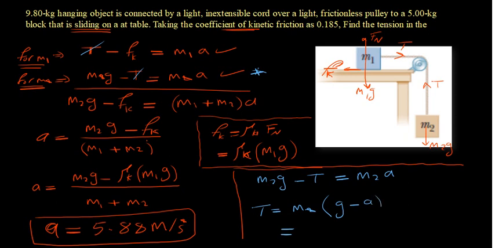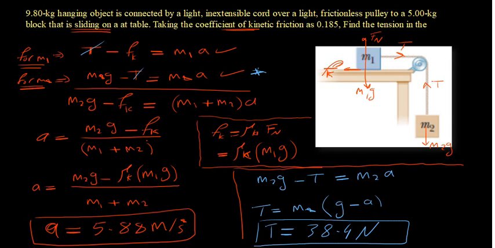From here we're just placing the values. M2, remember, is the hanging one, and that will be 38.4, and the unit is Newtons for the tension. That will be the tension on this rope, cord, cable, whatever the name is for it. That will be the tension between these two masses in this system. I hope you found this example useful, and I'll see you again. Thanks.